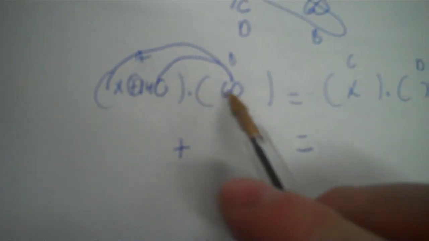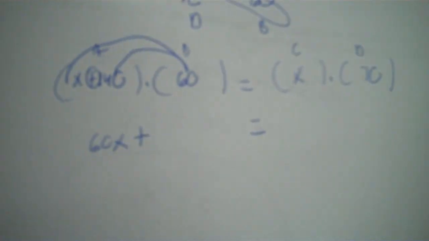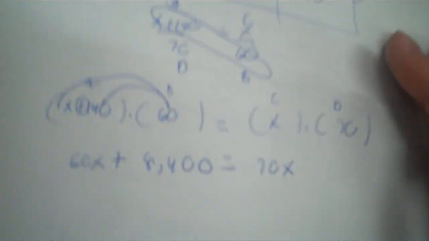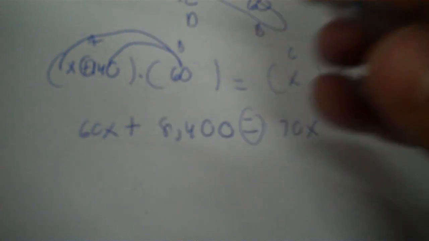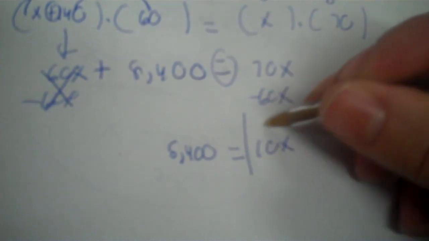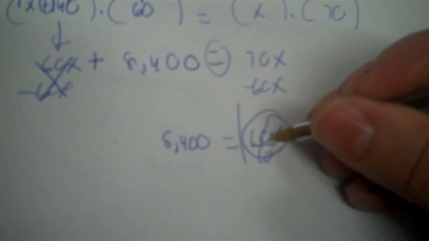Now over here we have a plus, so we drop the plus, we take 60 times 140 and 60 times X. So 60 times X is 60X. 60 times 140 is 8,400. Over here you have no plus, you put 70x. You don't distribute. Now you got x's on opposite sides, take out the smaller one, so minus 60x from 70x, that's 10x.